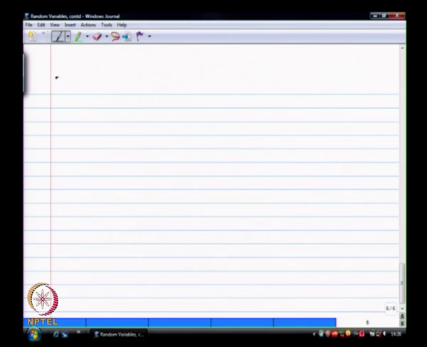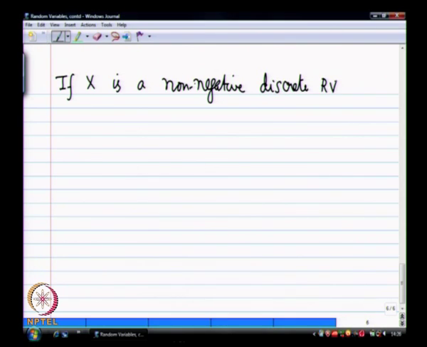In the case of x being a non-negative discrete random variable, we have the Z-transform, which we usually write as G_X(z). Now this is by definition your probability generating function.